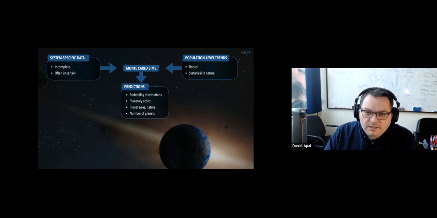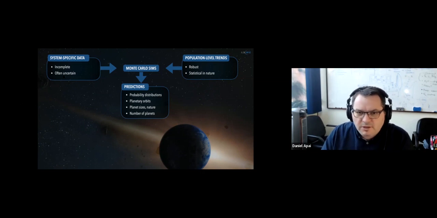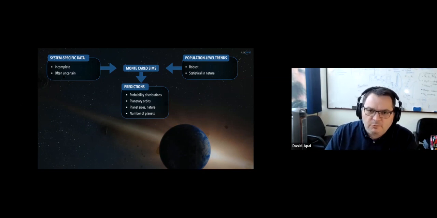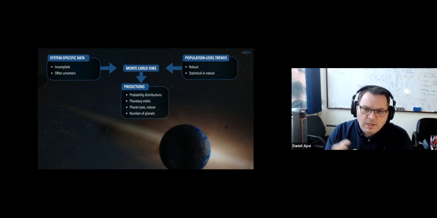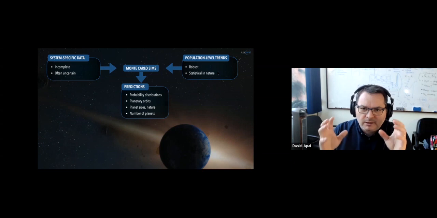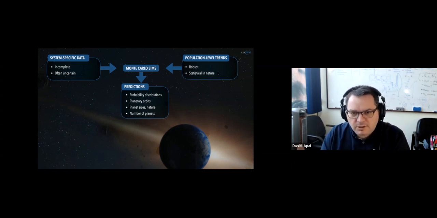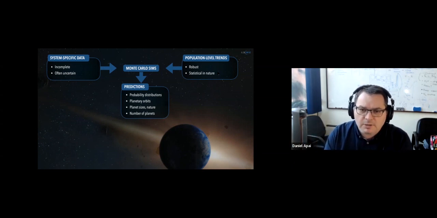So that is, of course, a problem. We just don't have the high quality information that we would like on every planetary system. What we can do is to integrate population level trends here, which are much more robust, but of course they are statistical in nature. It means we cannot always make a correct prediction for every single planetary system, but we can make very correct predictions for the majority of the systems that are typical.